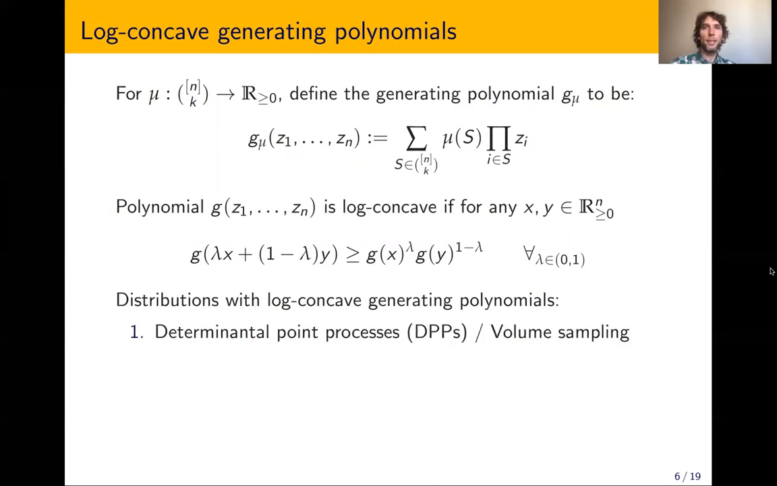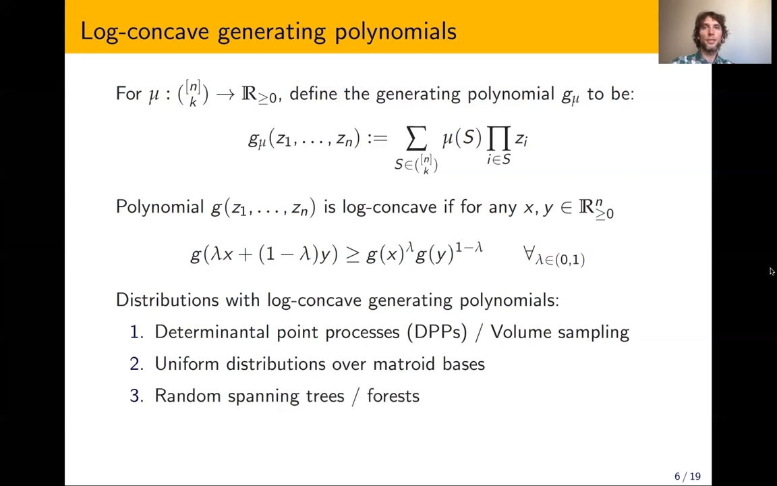also known as volume sampling, and uniform distributions over Matroid bases. More specific examples include random spanning trees and forests, among others. Our framework can be applied in all of these cases, both to achieve accelerated sampling as well as for counting problems, such as estimating the partition function.